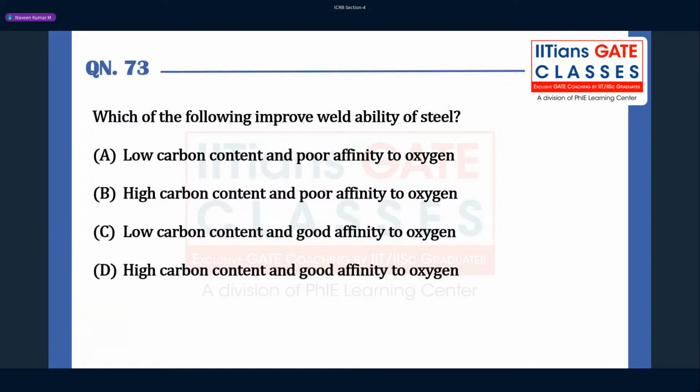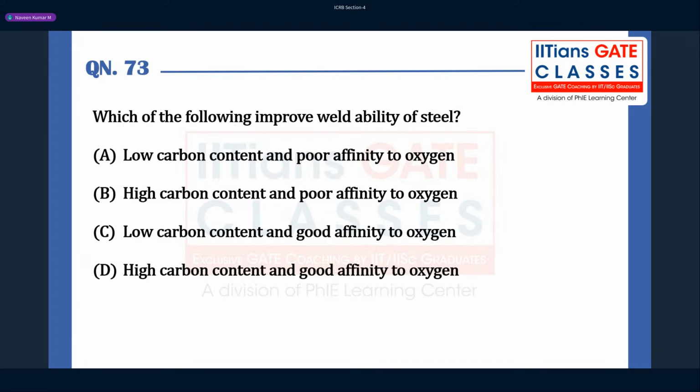Next. So, which of the following improves weldability of steel? Low carbon, high carbon, poor affinity to oxygen, good affinity to oxygen. So please remember, if you have high carbon, then what happens? The high carbon will not be good for weldability because you are heating it, leading to formation of some hard and brittle structures, some kind of carbide. Carbon is very brittle in nature, hard in nature, right? So if you're heating and cooling, there is a problem, right?